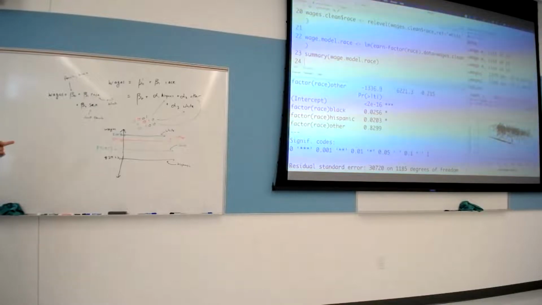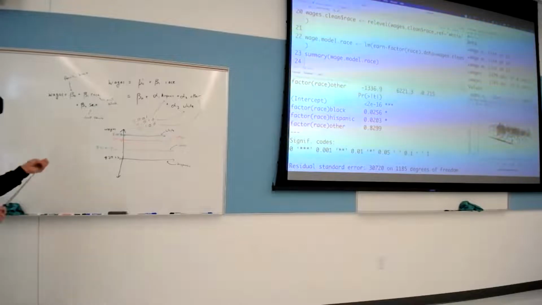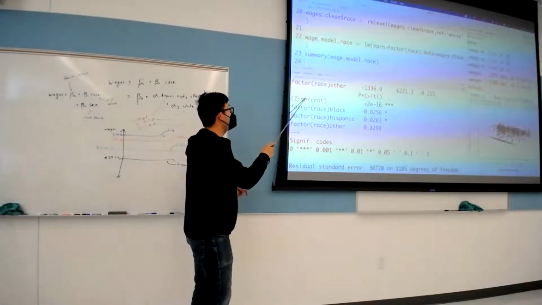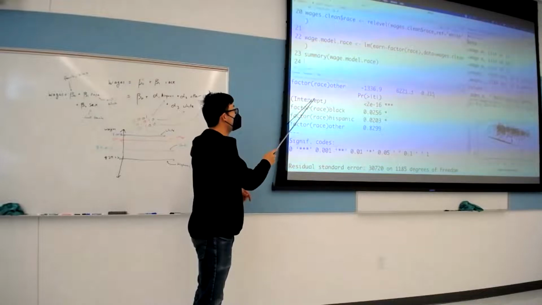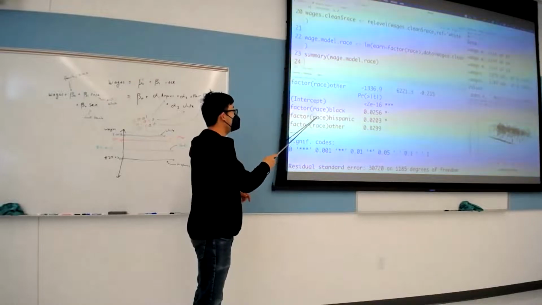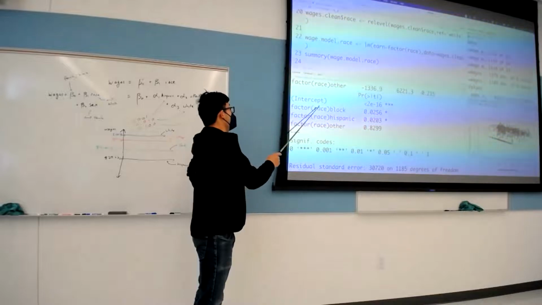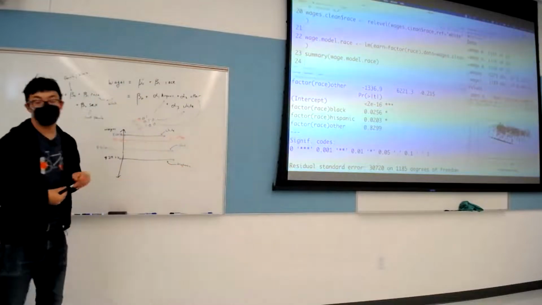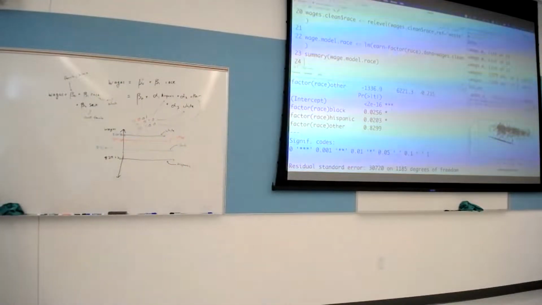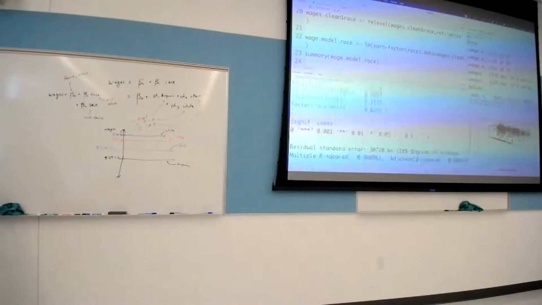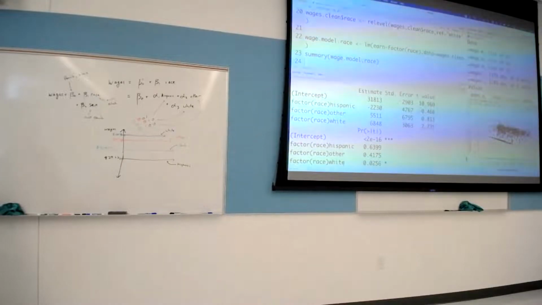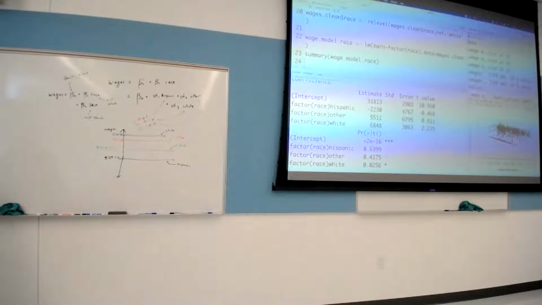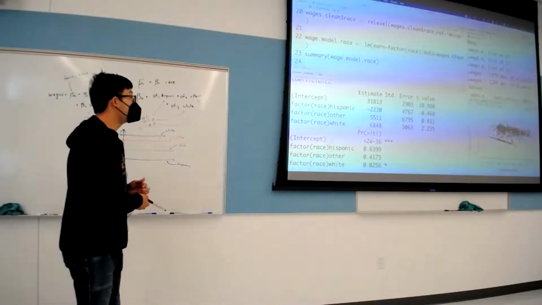Okay. So you'll see that when I re-level, it changes the reference. So now my intercept is white instead of black. Yeah. Okay, so let me actually scroll back up to this guy here.